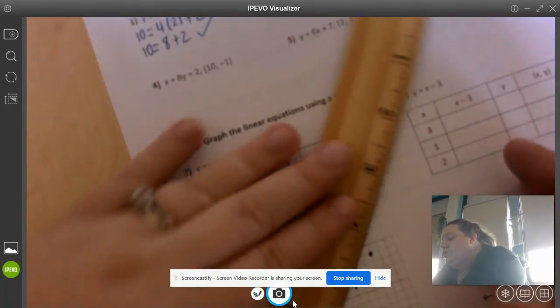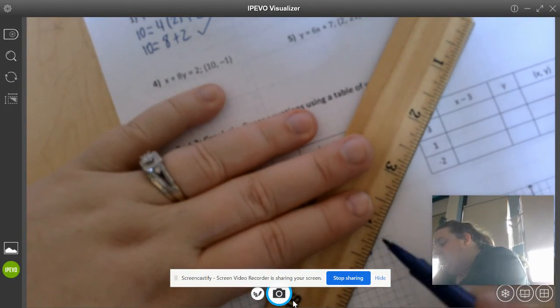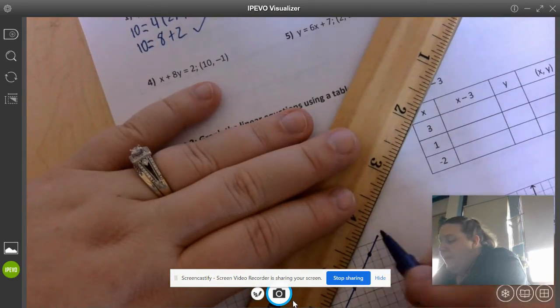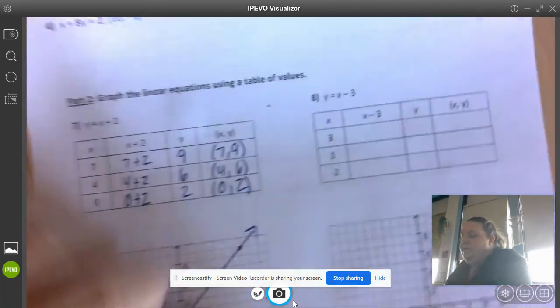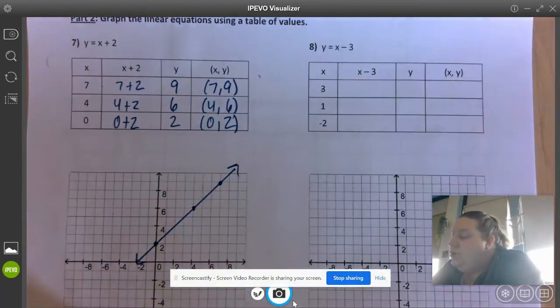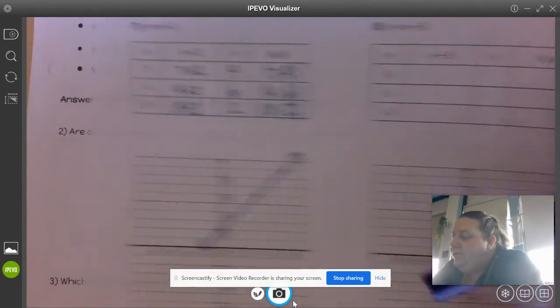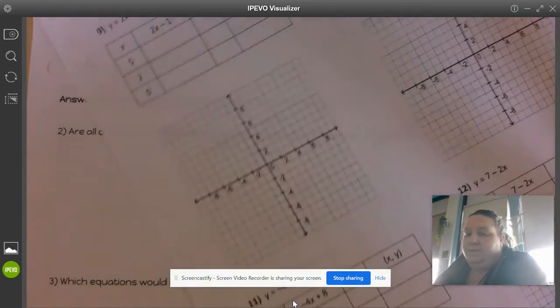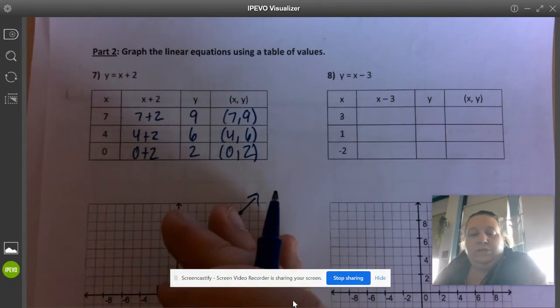So you want to make sure you use a straight edge, doesn't matter what it is. Draw a line through your ordered pairs. Add some arrows at the end to show it keeps going, because technically it does, okay? So you're going to fill out the tables for the front and the next page, and then you're going to graph them just like we did.